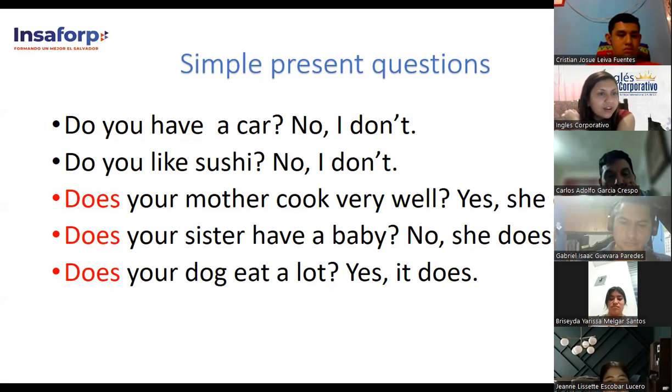Okay, we have: how do you go to the supermarket? I go by car. I go to the supermarket by car. My pet eats cat food. Chicken food, food for chicken and food for dog. Okay, chicken food and dog's food.